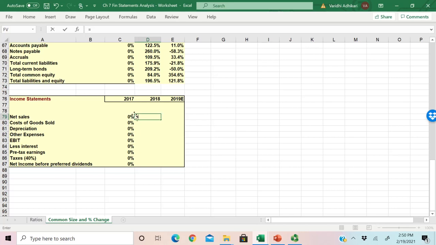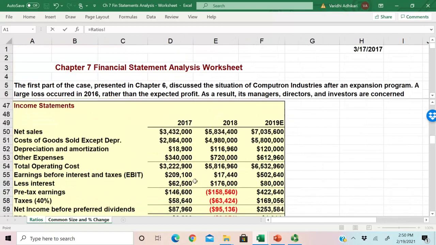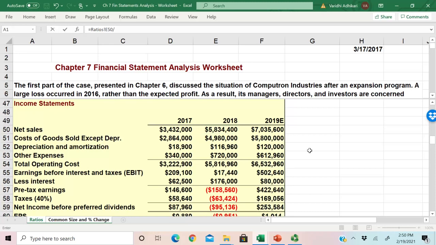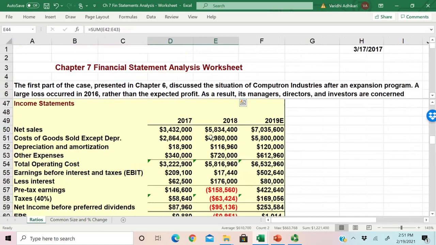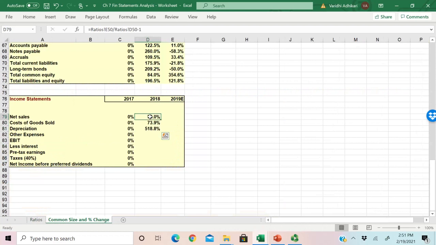So 2017, you cannot do comparison. 2018 net sales compared to 17 was 18 sales divided by 17 sales minus 1. All right, sales increased by 70% in 2018. Then cost of goods sold, depreciation, other expenses. So net sales, cost of goods sold, depreciation, other expense. All right, so one thing you can see blew up is the depreciation item.